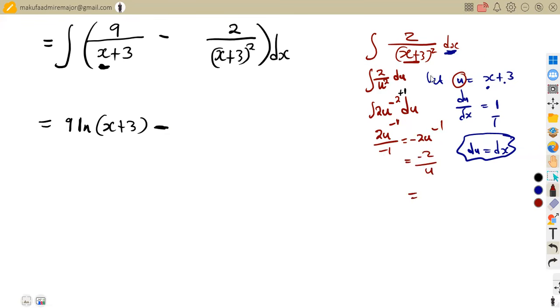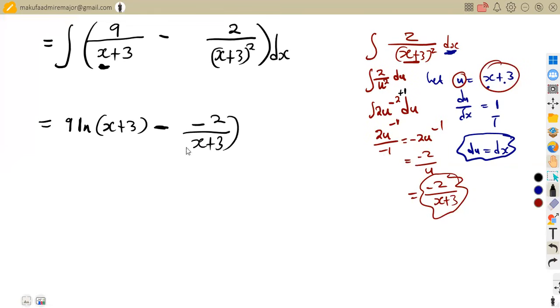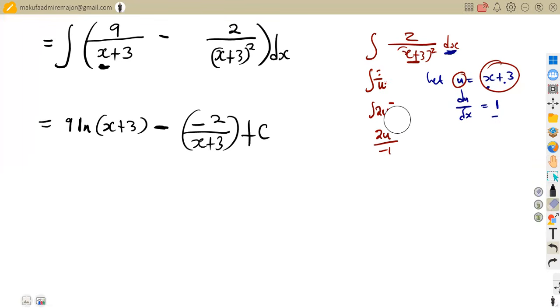But our u in this case is what? It's x plus 3. So it's going to be -2 over x plus 3. Remember your integration by substitution method. So from this whole integral that we see here, we're going to obtain -2 over x plus 3 in this case, plus the constant of integration. So that is what we were going to have at the end.